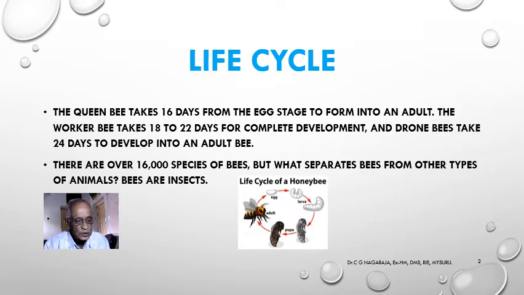Queen bee takes 16 days from the egg stage to form the adult. The worker bee takes 18 to 22 days. The drone bee takes 24 days to complete the life cycle, that is from egg to the adult bee. There are at least 16,000 species of bees over the world. In India, about 5 to 6 species are used for producing honey in the industries. So we have just learned that bee belongs to the class of insecta, and there are 16,000 species all over the world.